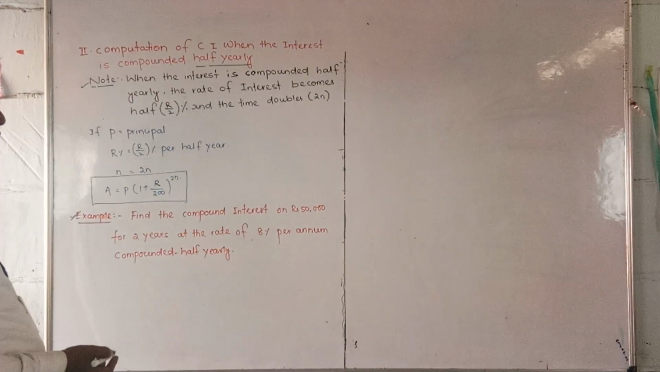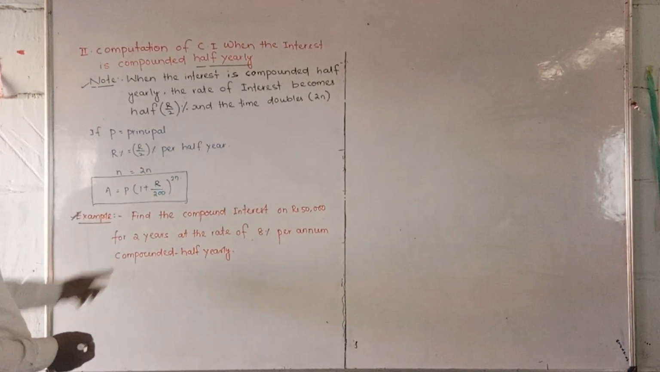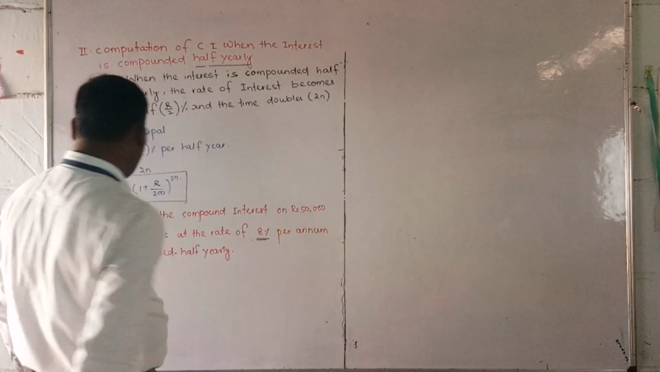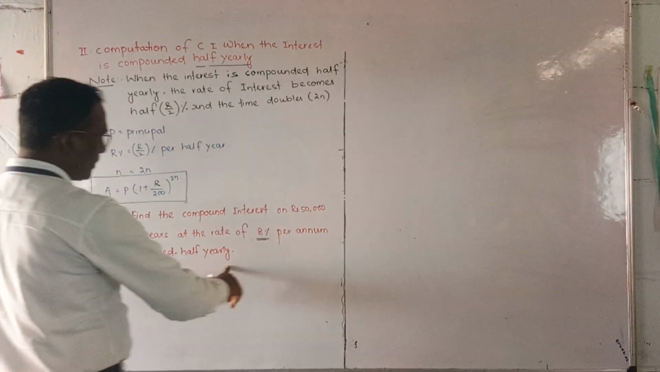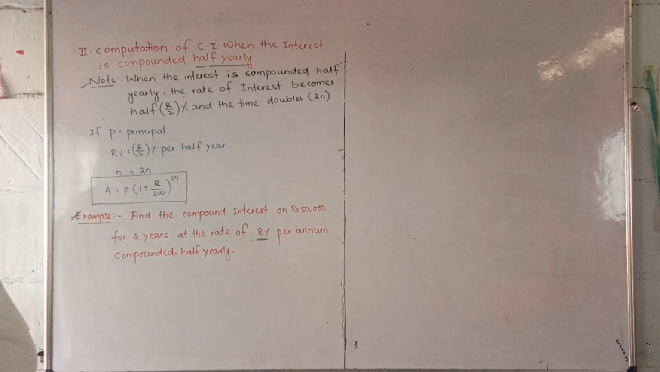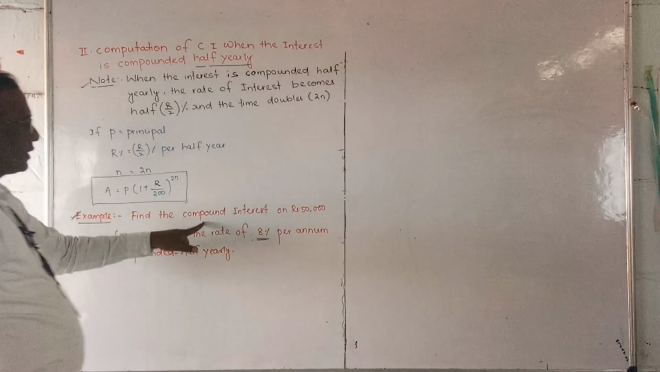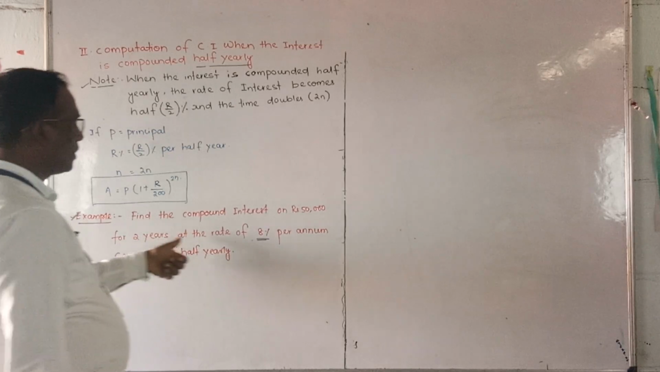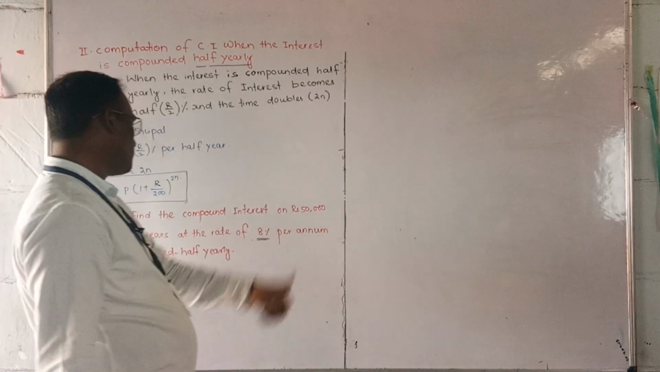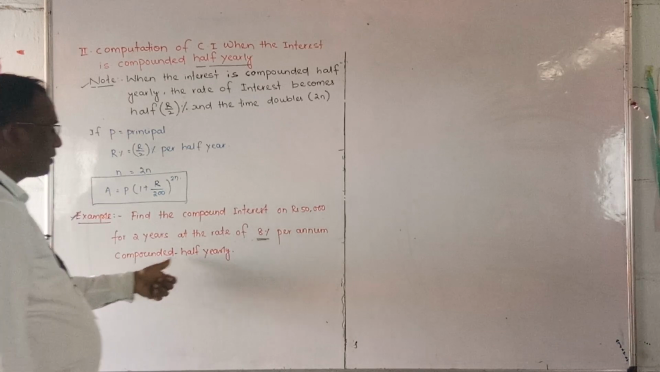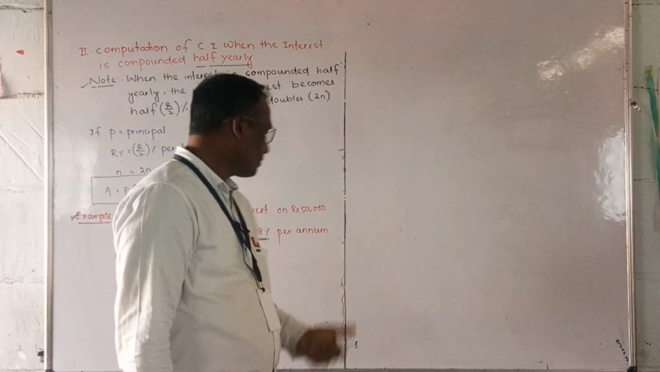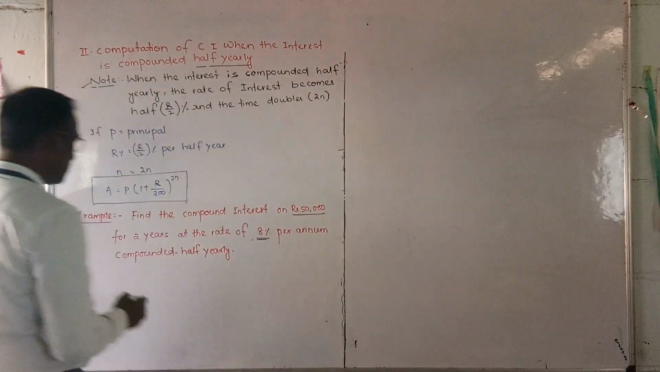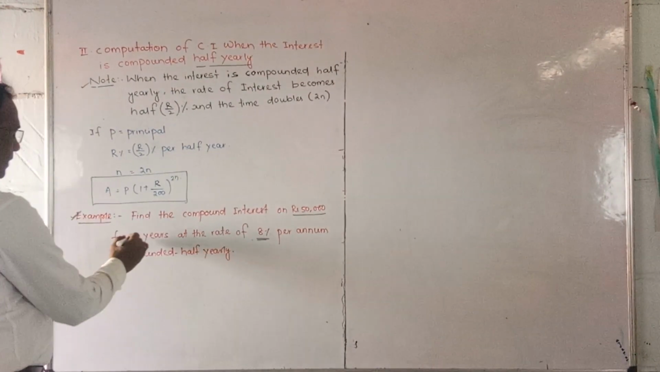Find the compound interest on 50,000 for 2 years at the rate of 8% per annum, half yearly. You have to take out, first of all, the principal given here, 50,000, that is the sum, and time given 2 years. Rate of interest given 8%, and the given instruction is compounded half yearly. So we know what is given, you can write the solution.